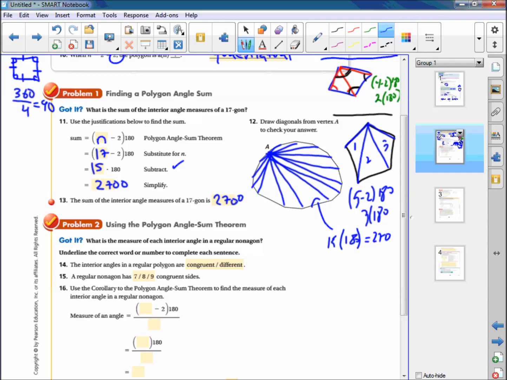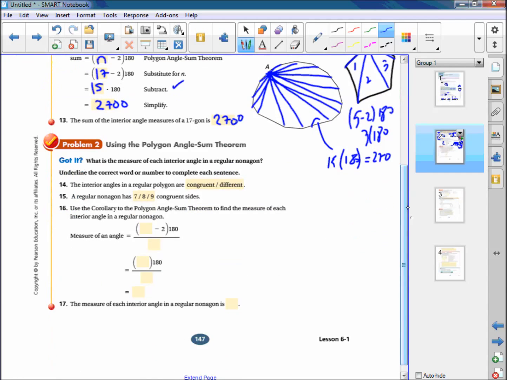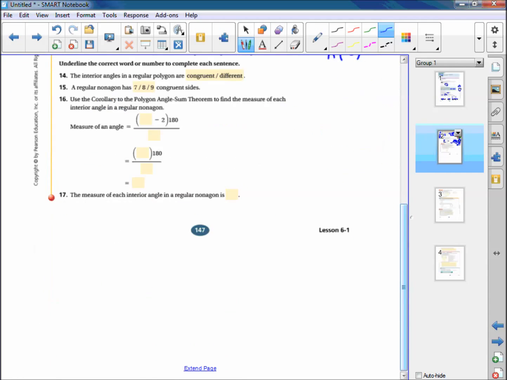All right, so using the polygon angle sum theorem, underline the correct word or number to complete each sentence. Number 14: the interior angles in a regular polygon are congruent. That's what makes it a regular polygon. All the angles are equal, all the sides are the same length. A nonagon has 9 sides, so it has 9 congruent sides. Eight-sided is an octagon and 7 is a septagon.